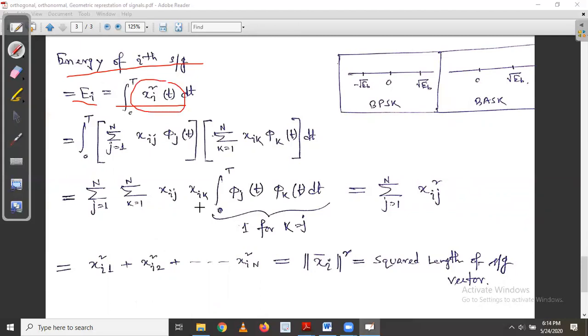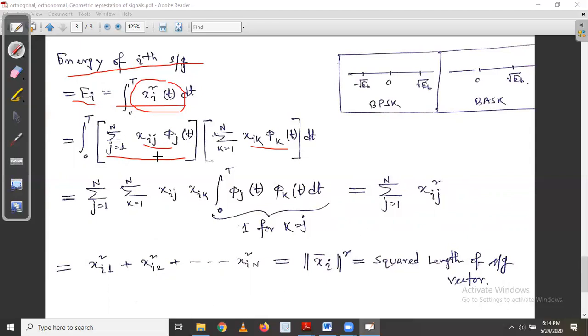From the last page only, I'm writing this expression. xi(t) means the summation of the product of these two. Similarly here also, because the square is there, two times we have written the same thing, by changing the variable of the summation, j and k. j number of basis functions, k number of basis functions. Multiply these two and integrate, we will get the energy.